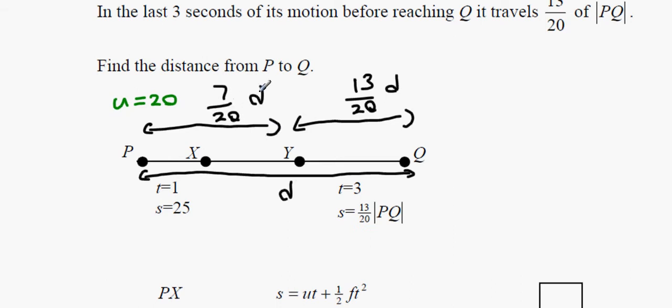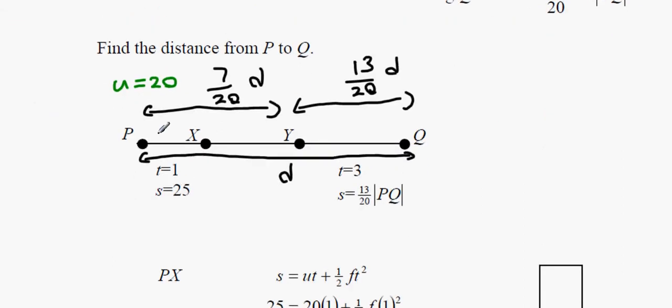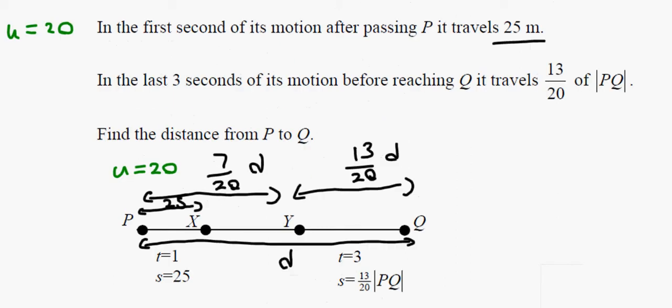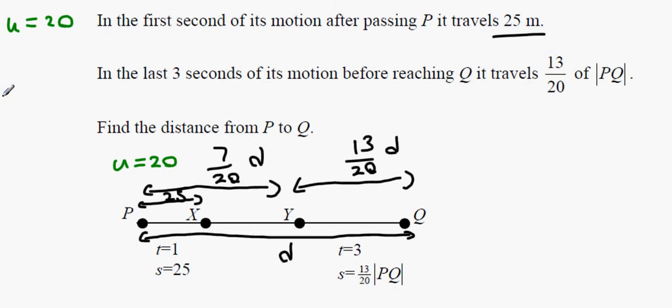Now, let's examine the first second of its motion after passing P, it travels 25 meters. So P to X is 25 meters. Now, what we need to do next is write down as much information as we have for each interval. So all the information in each interval.